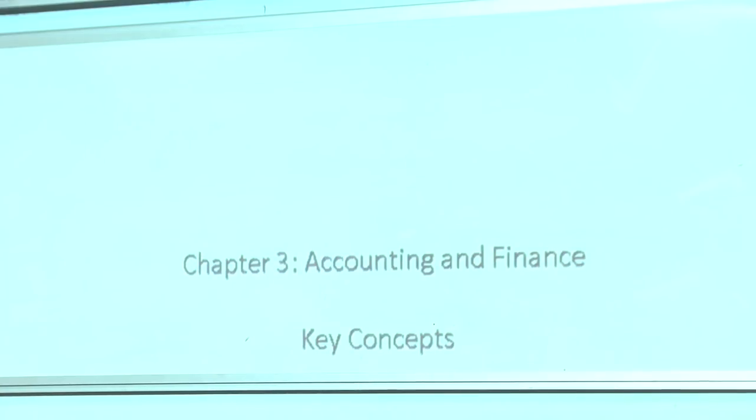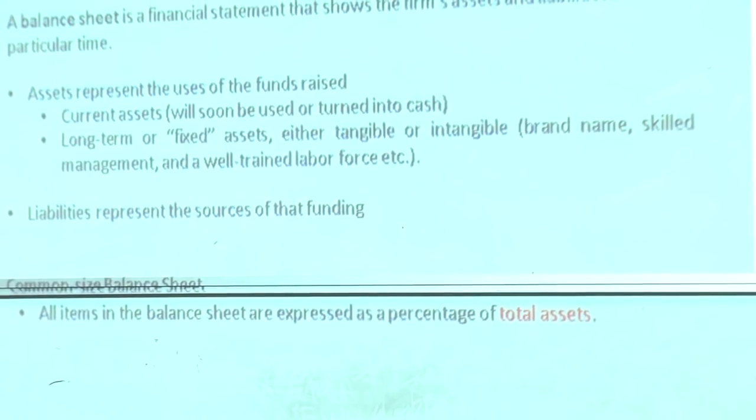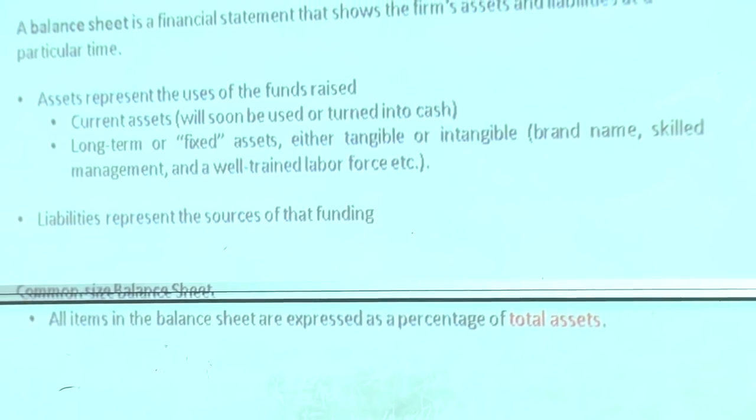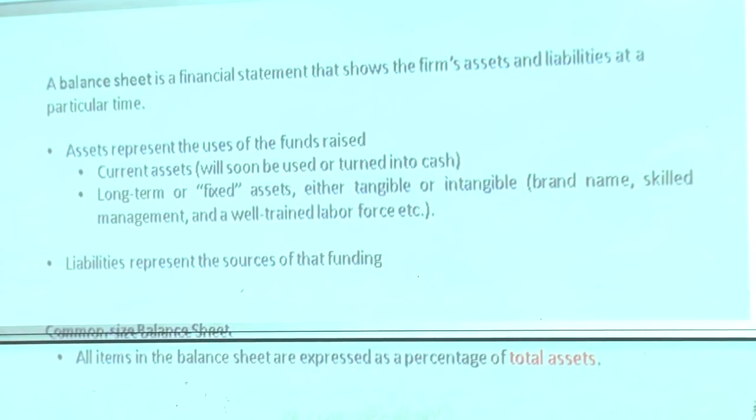Chapter 3, accounting and finance. We know 3 tables. Okay, a balance sheet is a financial statement that shows the uses of funds, funding, or finance, and the sources of the firm's funding or finance. Right. The uses are the balance on the asset side, and the sources are the liability or the equity side.